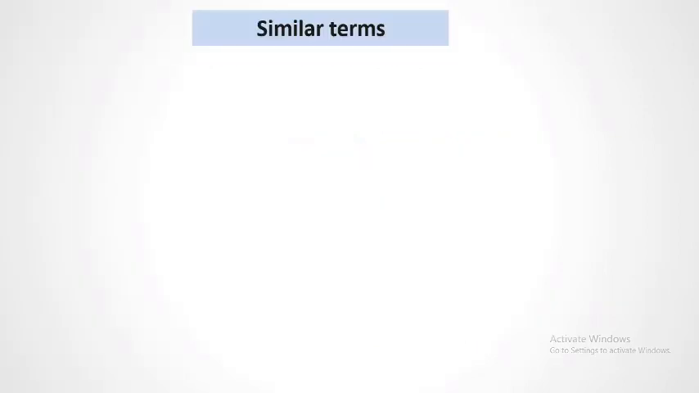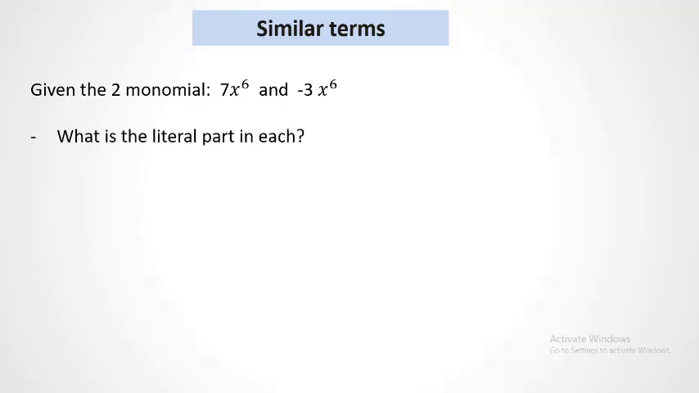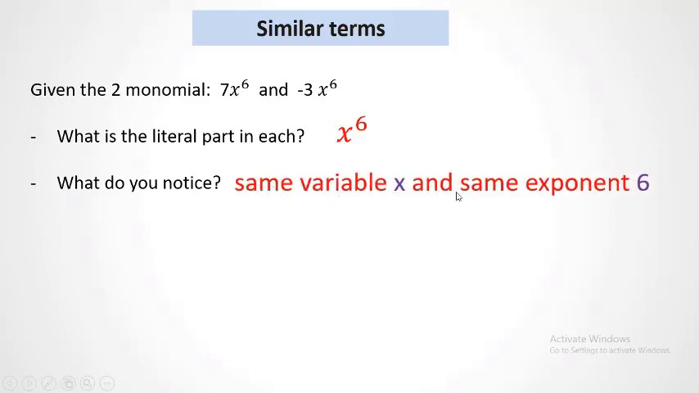What are similar terms? Given the two monomials 7x power 6 and minus 3x power 6, what is the literal part in each? If we look at the literal part, we have in each one x power 6, then the literal part is x power 6. What do you notice? They both have the same literal part. Same variable x and same exponent 6.